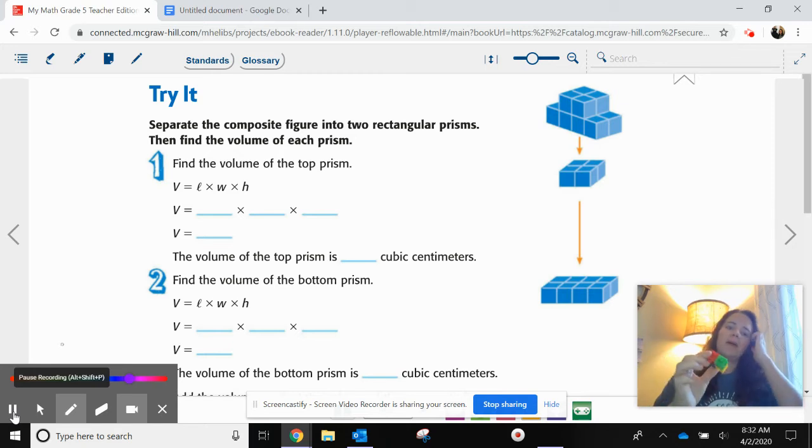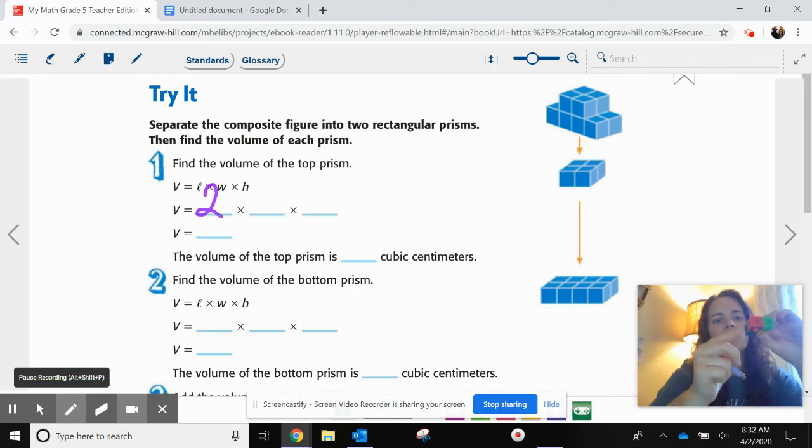So let's start with this top layer here. It says length times width times height. So let's use what we know about that. We've got a length of 2, a width of 2, and a height of 1.